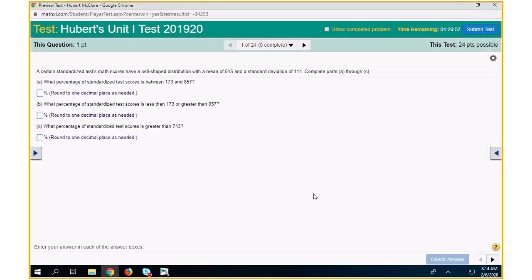All right, preview. A certain standardized test method has a bell-shaped curve with a mean of... When you see those words, what does that mean? Draw the damn curve. That's what it means. So go ahead and draw it. Before you even, well, I don't know what the question is yet. Draw the curve. Now, who's our one person that printed out the bell curve? There she is. I knew one person would do it.